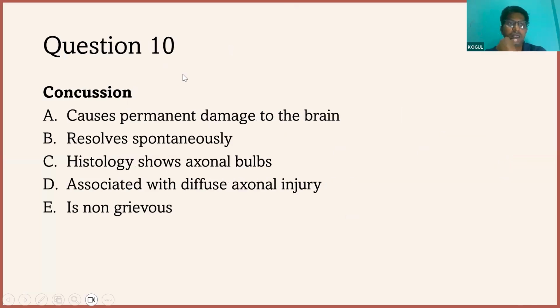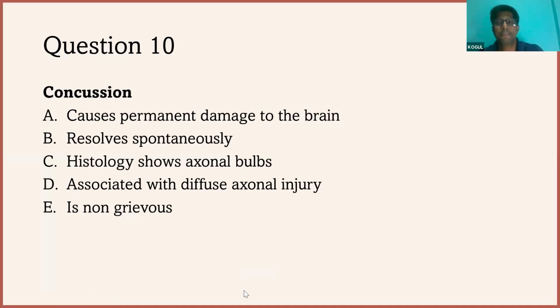And in the concussion: concussion causes permanent damage to the brain and resolves spontaneously. Histology shows axonal bulbs associated with diffuse axonal injury, non-grievous. So what are your answers? If you understand the concussion, you can answer this question. First, it's a cause of permanent damage to the brain.